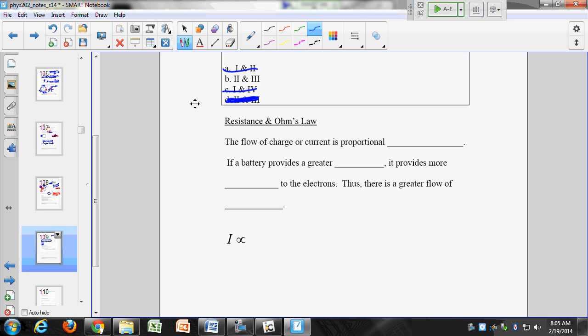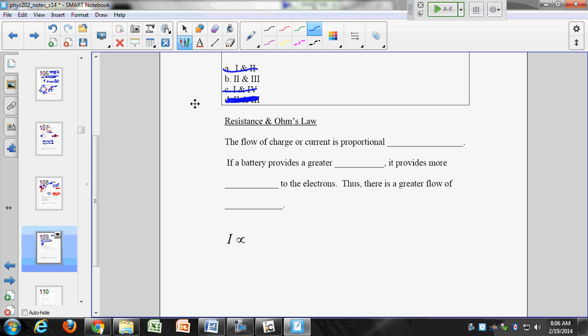Okay. So let's look at resistance and Ohm's Law. So Ohm's Law is one of our basic laws that we'll use to deal with circuits, and electricians use this. Even an electrician that works on your house will use Ohm's Law quite a bit to think about the current and the voltage across particular devices.